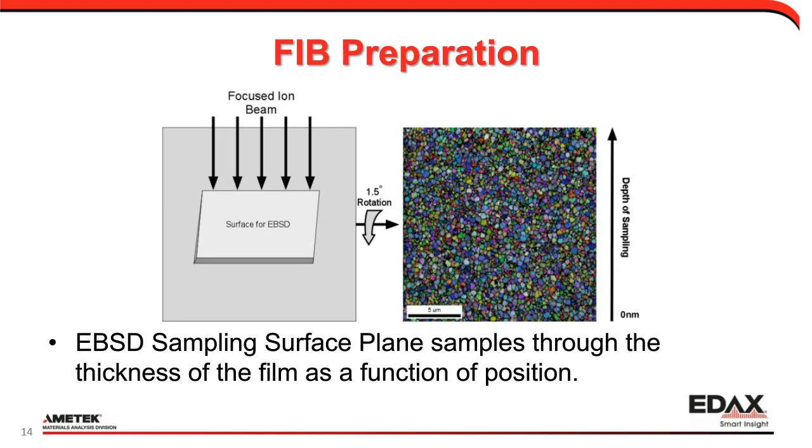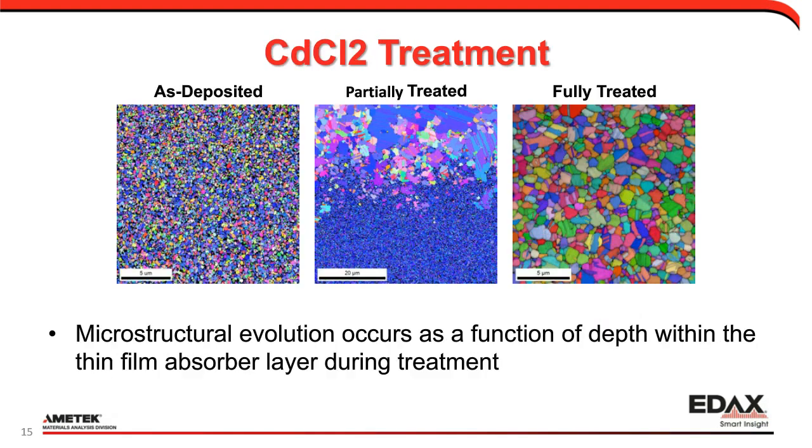And so what that means is if we look at this cadmium chloride treatment, this is what they call activation of the grain boundaries and makes it more efficient. If we look at it when it's first deposited, the film, we get the structure there on the left. It's very fine-grained. When they heat it up with this treatment, it's partially treated. We kind of stop halfway through.